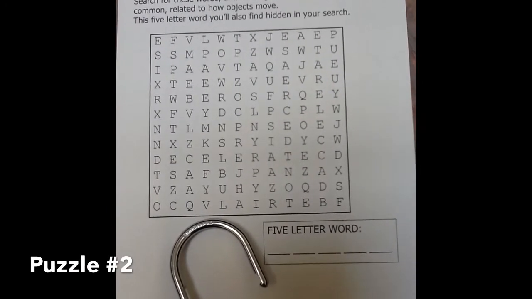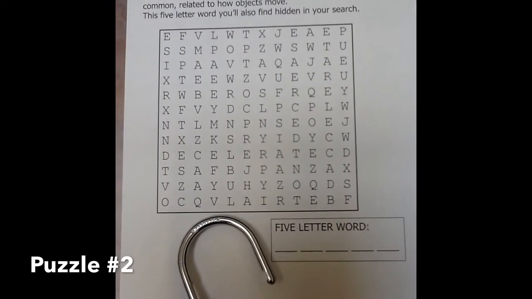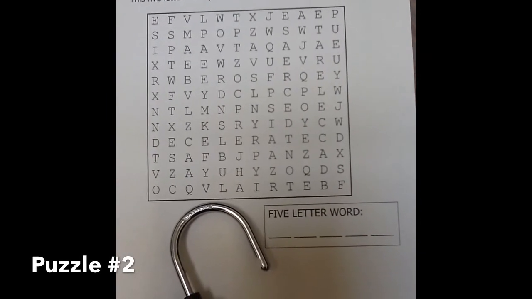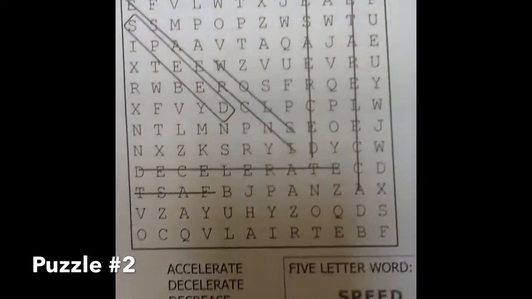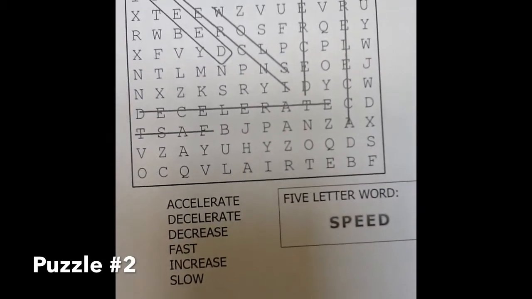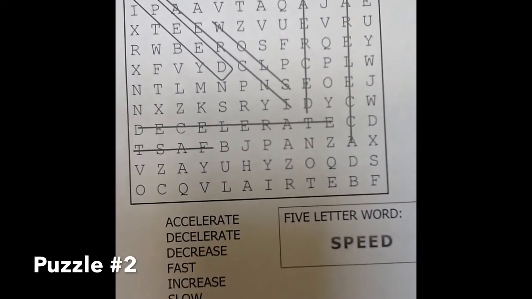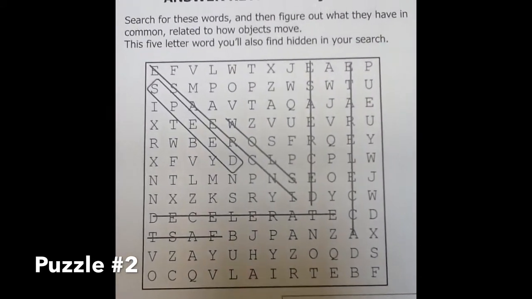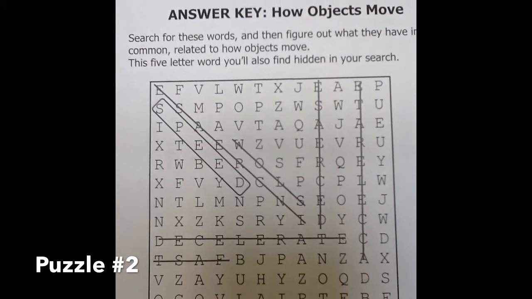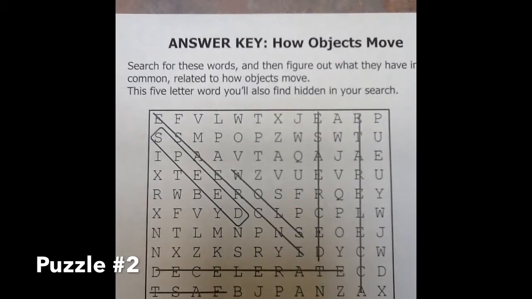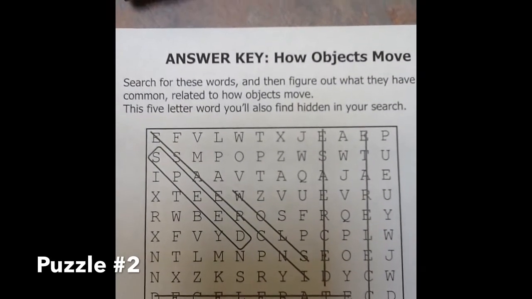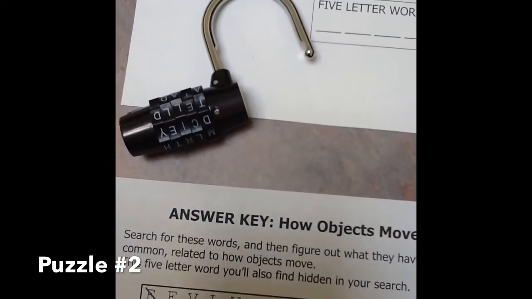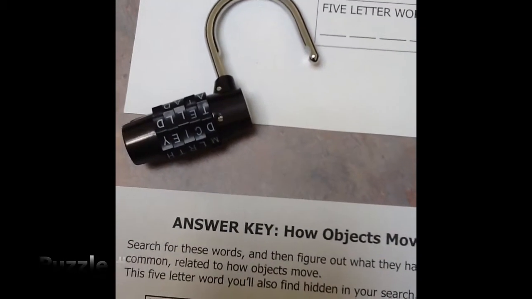It is a word search, and so for my 5th and 6th graders, I did take the word bank out, and for 2nd graders, I did have the word bank in. The 6 words are accelerate, decelerate, decrease, fast, increase, and slow. So when they read those words and find them in the puzzle, they'll notice that there is another 5-letter word right there for speed, and so speed is the word that unlocks the 5-letter.